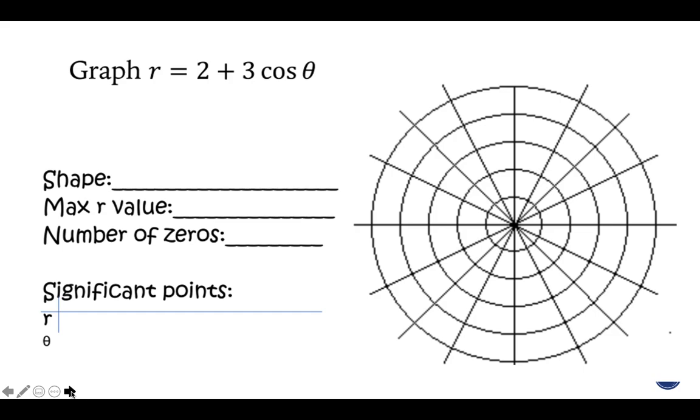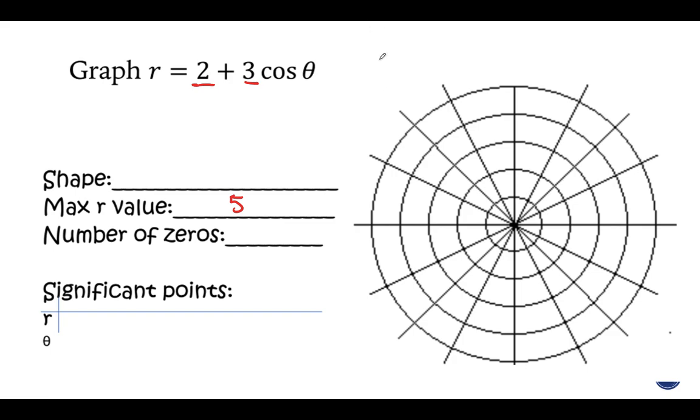A couple things I'm going to quickly identify. When I see the 2 and the 3, here's my A value, here's my B value. First off, I know the sum of these, and ignore the sign here, we're just looking at it as an absolute value. So 2 plus 3 gives me a max R value of 5. I know that right off the bat.